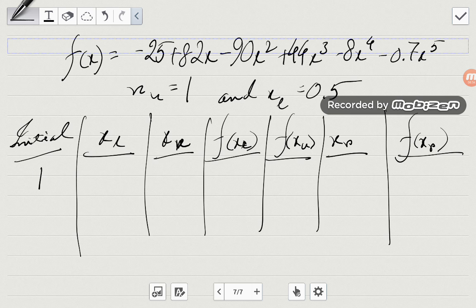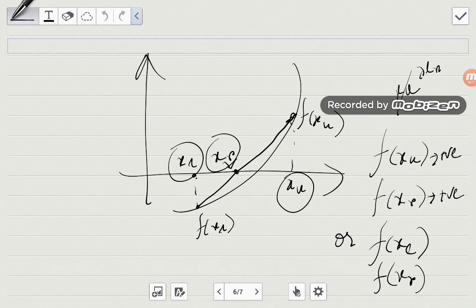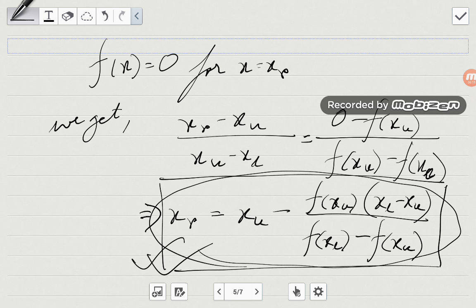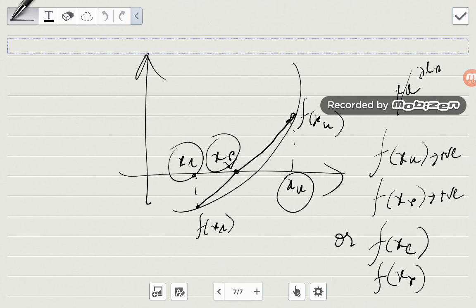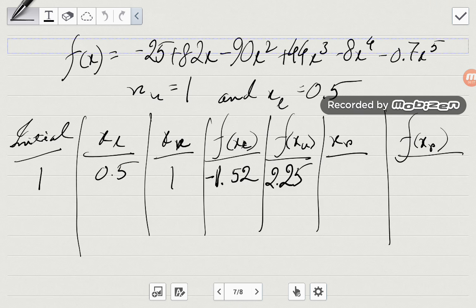So now, in the first iteration, we have xl equal to 0.5 and xu equal to 1. So f of xl will be, and we're going to use a calculator for this, obviously, minus 1.52, and f of xu is 2.25. Then we plug the values of xu, f of xl, and f of xu into this equation over here to get the value of xr. The value of xr, if we calculate it from that equation, will be 0.7019.